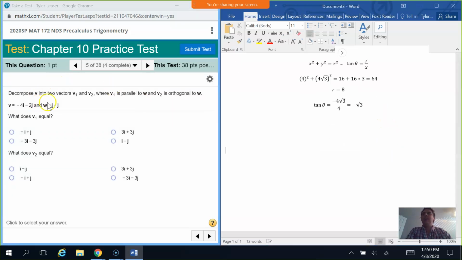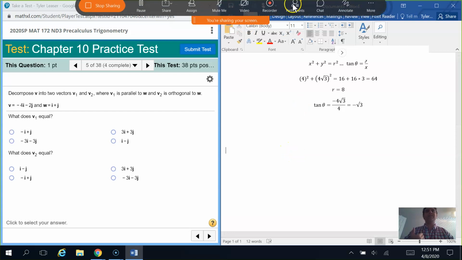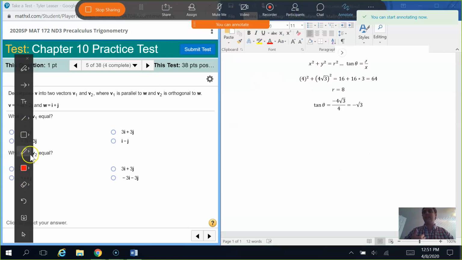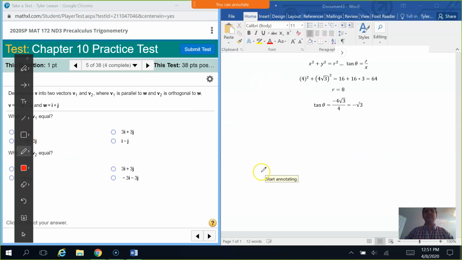All right, decompose v into two vectors v1 and v2, where v1 is parallel to w and v2 is orthogonal to w. So we're given v and we're given w. So then what does v1 equal, and what does v2 equal? Okay, so what we're doing here is breaking down vector v into a vector in the direction of w and then a vector orthogonal to w. I know that question looks kind of crazy, so let me draw a picture of what they're asking you to do here.